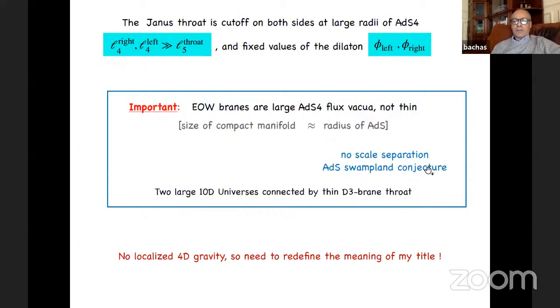It's the same reason. So in a sense, the real picture is that you have two very large, almost 10-dimensional universes connected by a very thin D3 brane throat, which has both an entry and an exit on the two universes. So in a sense, localized 4D gravity isn't really the correct word here.